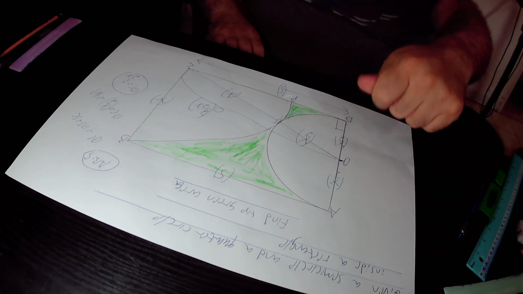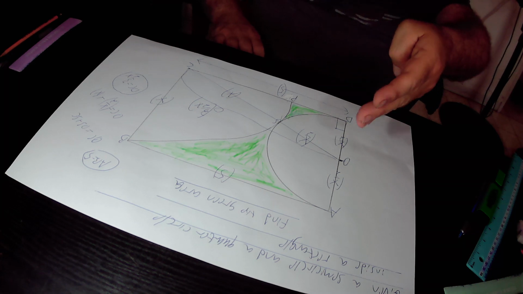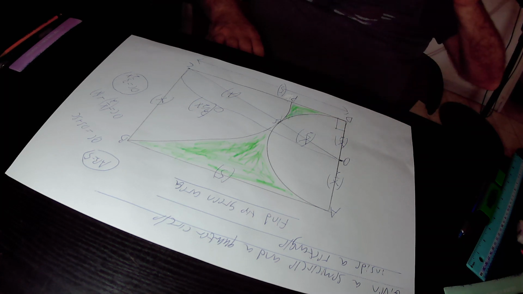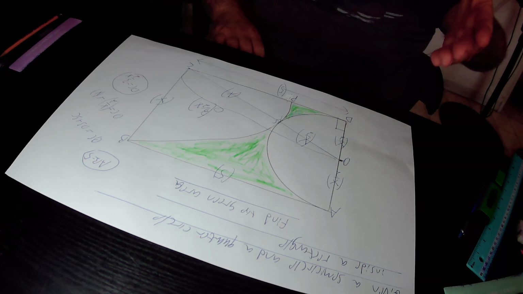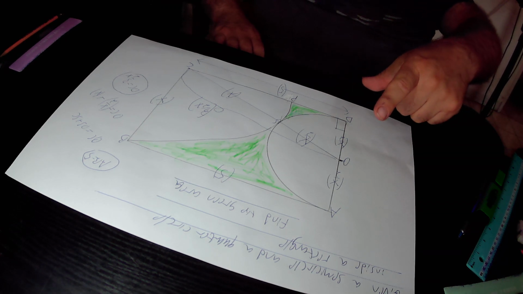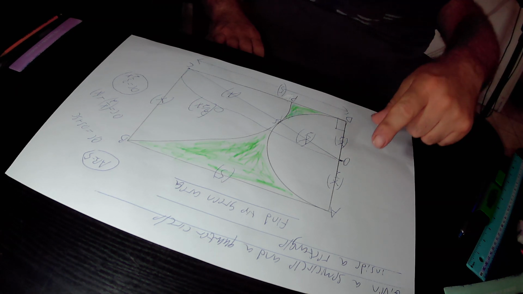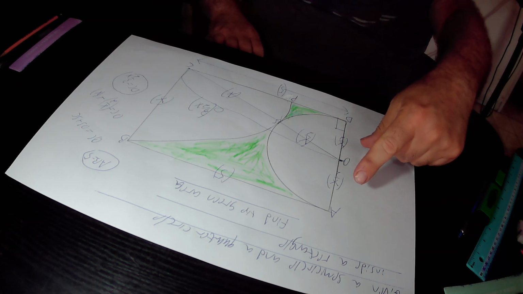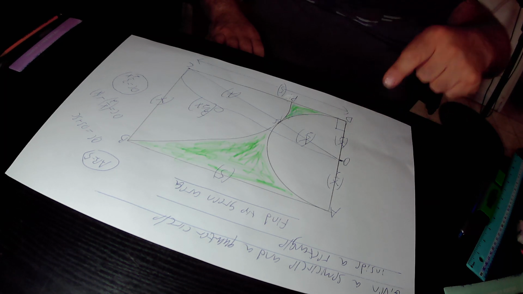But AD is also the diameter of the semicircle. So we found out that the diameter of this semicircle equals x. If the diameter is x, it means the radius must be half of it. That is to say, the radius of this semicircle equals x over 2. So OA is the radius of the semicircle, that is x over 2. OD is also the radius of this semicircle, that is x over 2.